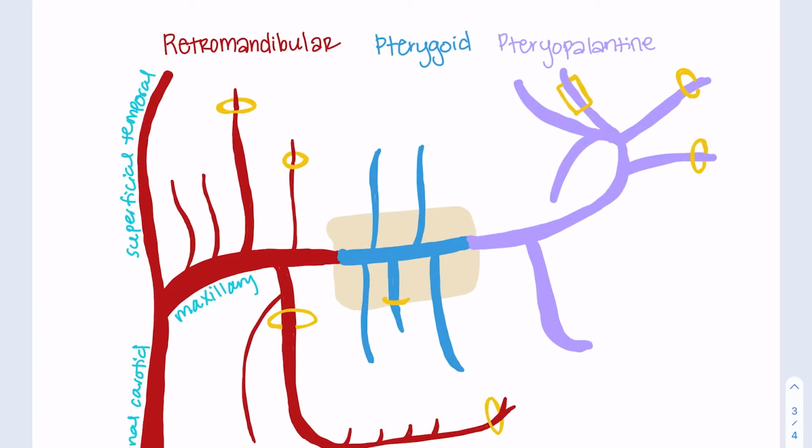Coming off the bottom is the inferior alveolar, which gives off this small branch to the mylohyoid, which supplies the mylohyoid and the anterior belly of the digastric muscles. Then it pierces through the mandibular foramen, through the mandibular canal, giving off dental branches, and finally going through the mental foramen to become the mental branch.